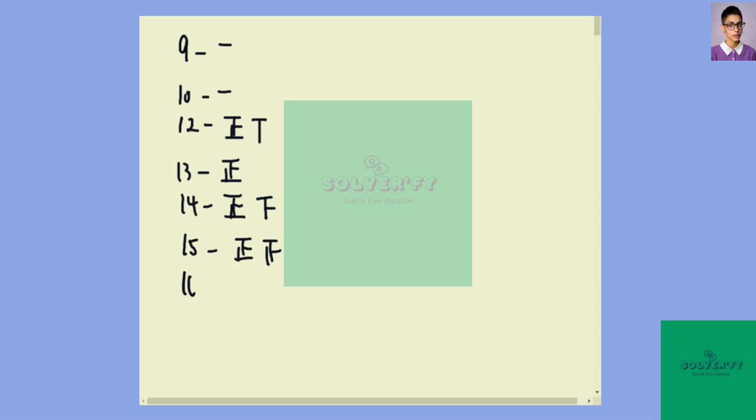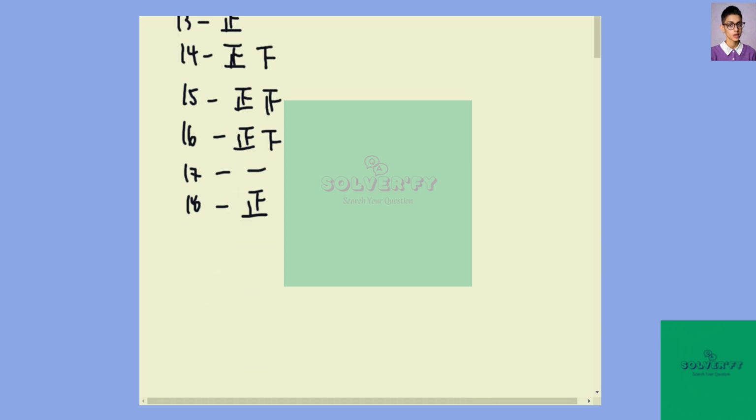And 16, we have 8 of them. 17, we have 1 of them. 18, we have 5 of them. And 19, we have 1. 20 also, we have just 1. 22, we have 2 of them. And 25, we have just 1 of them.